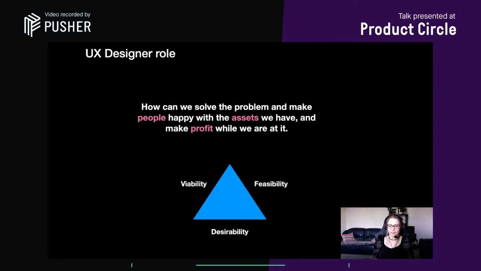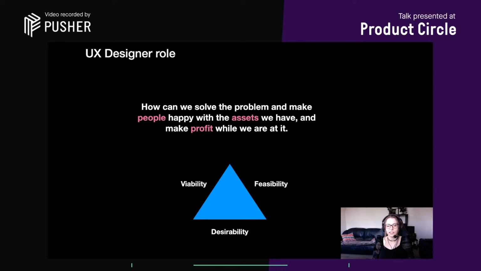And I don't know if you've seen this previously, that triangle. So it talks about viability, the feasibility and desirability. If your solution tackles all those 3 points, it has a really high chance of success.